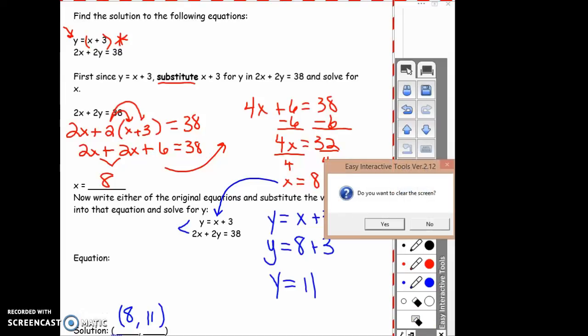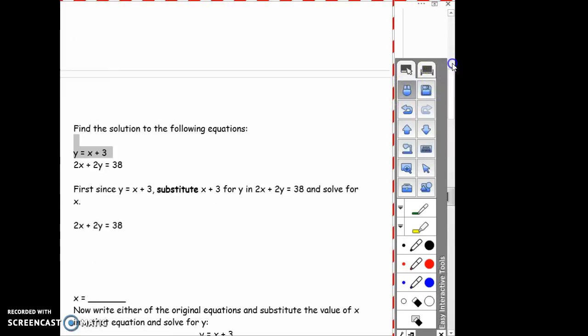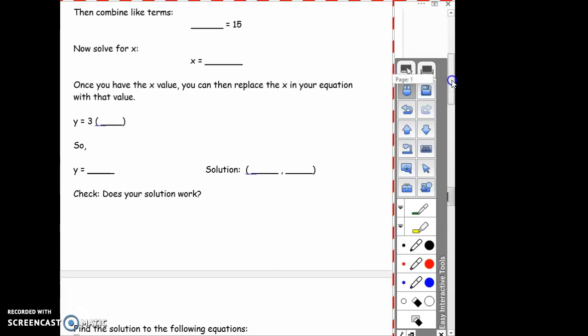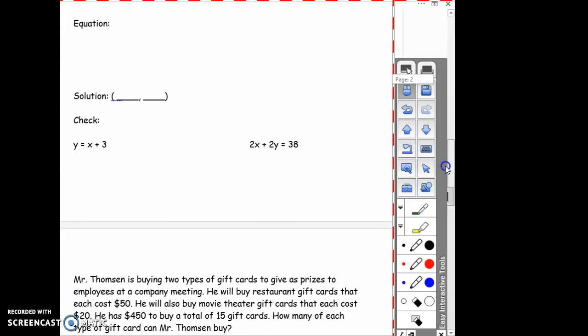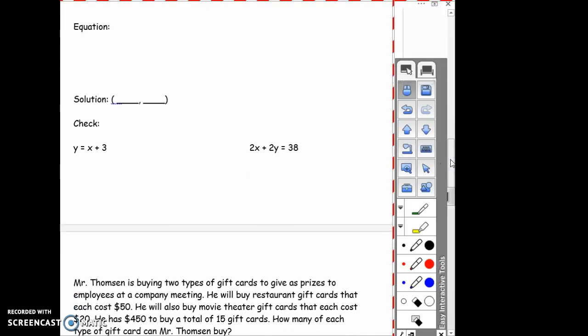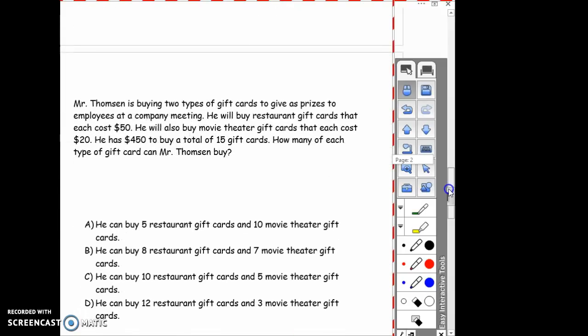You could go ahead and check that to make sure it works in both equations. And if it does, guess what? That is definitely a solution. I'm going to tell you for time's sake, I am not doing that. So we are all set with that problem. I know it says check, but I'm not going to do that for you because I just don't have the time in the video. You can go ahead and check it if you would like.